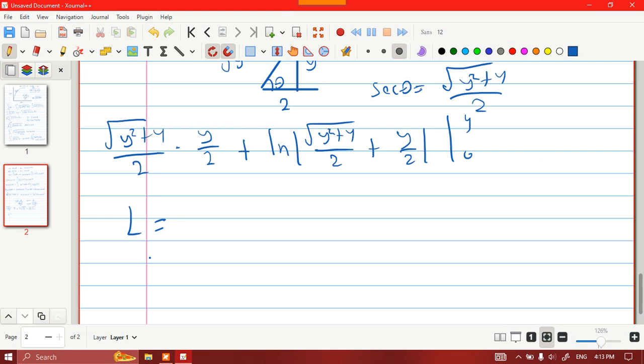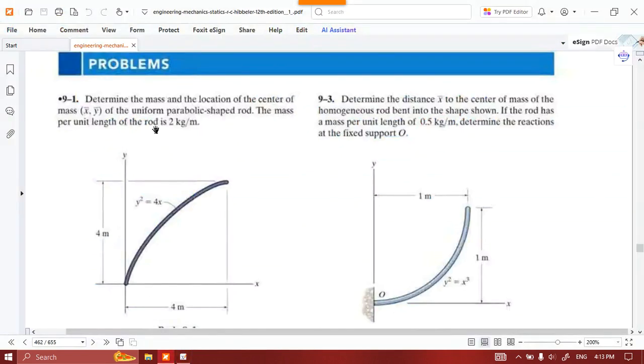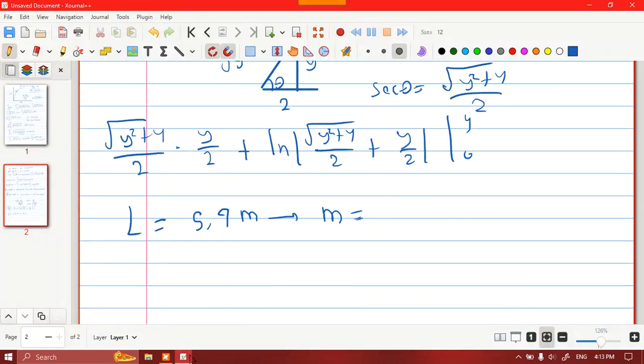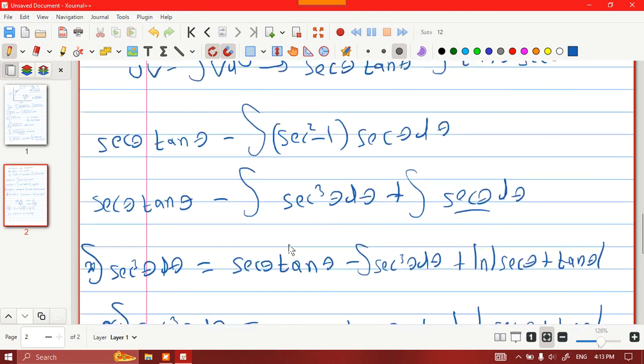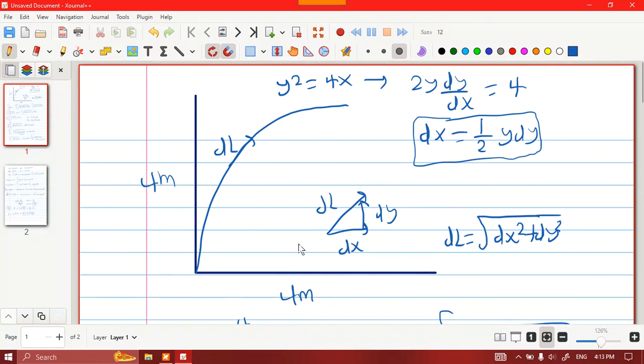Replacing 4 in y, yielding 5.9 something meter. Now if you want to find the mass, you just multiply by 2, as we have in the problem. It says 2 kilogram per meter of the rod, so we have to multiply by 2 kilogram, which is 11.83 kilogram. This is our mass. So if we want to find x bar and y bar, we can do it, no problem.